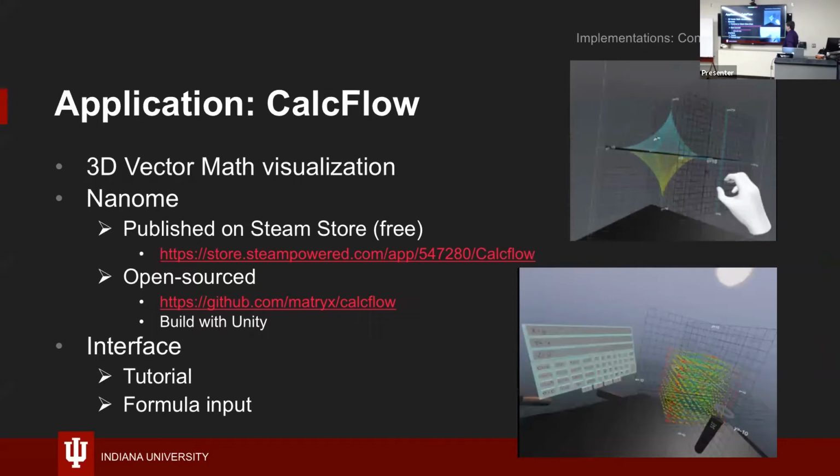Here's an application that you can just download from the Steam store. It's called CalcFlow. It's from a company called Nanome, which, in the next slide, we'll see also has a product called Nanome. It's been open sourced, so you can get it from GitHub. You do have to build it on Unity, but you can get a personal version of Unity for free, so you can run your own version of CalcFlow and modify it, but you don't have to. You can also just download the pre-compiled app from the Steam store. It comes with a tutorial, so you can learn how to use it.